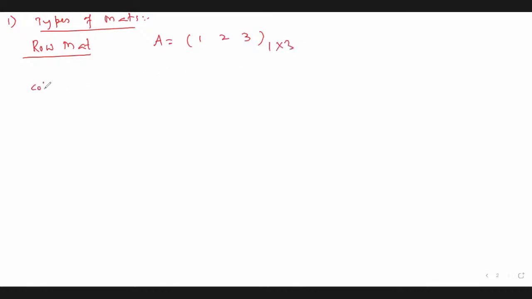Now next one, it is column matrix. A matrix which consists of only one column is said to be a column matrix. This is 3 rows, 1 column, right?